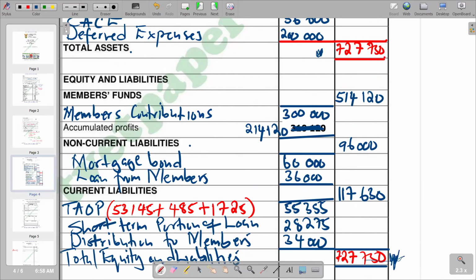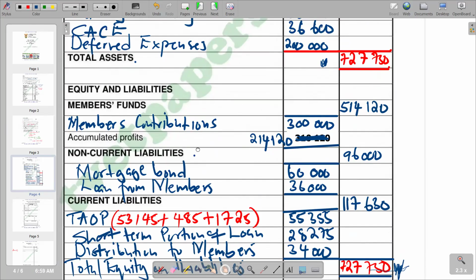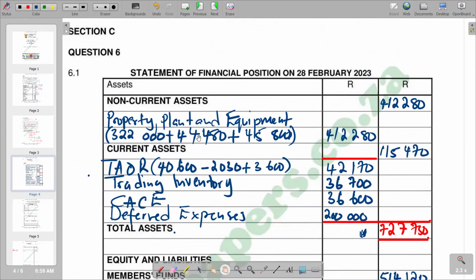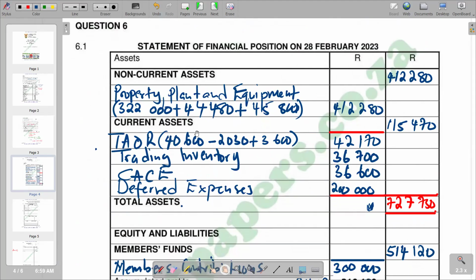So basically, this is what we have, guys, according to the statement of financial position section of question 6 of November 2024. Other parts of this question are going to come. Let's stay tuned for more videos to come.